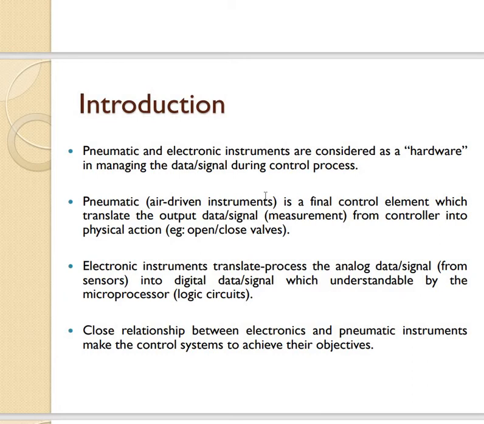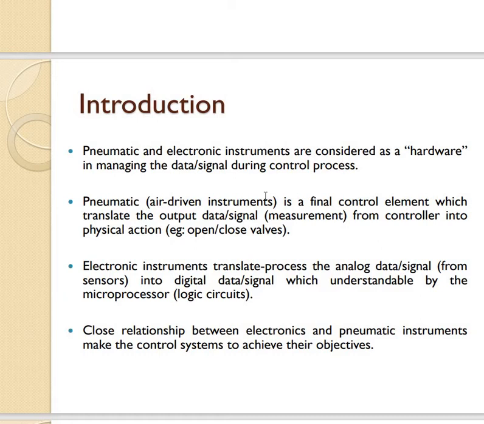So for the electronic instrument, like what I said before, it is used to translate the process data from analog data into digital data. So why do we need to translate this analog data to digital data? Because most of the controllers, the control system is automated and it is operated computer based, right? So digital data is more understandable by the microprocessor, also known as a logic circuit.